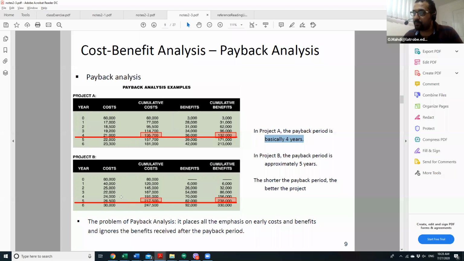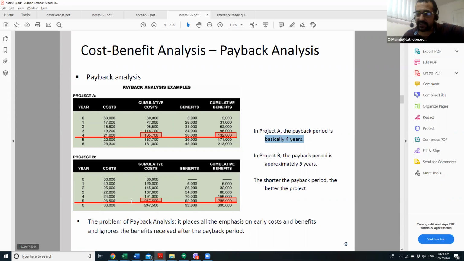Look here for project B. It's always saying break even. What do we mean? When we do such analysis and we say at four years, that means we are starting to get real benefits from our project after 4 years. So of course we can proceed with our project.